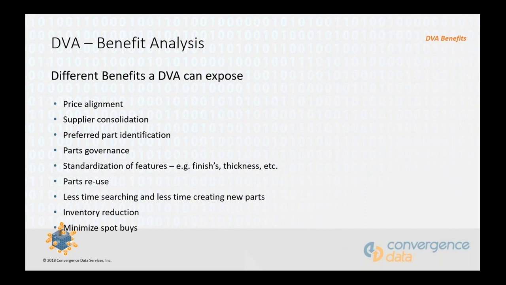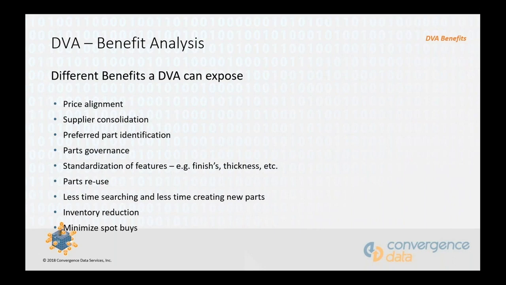So to summarize, there's a lot of different ways and different benefits that you can get from a DBA. You can expose price alignment opportunities, which I was just talking about, and supplier consolidation. You can help with preferred part identification. What are the parts that you want to make preferred, which have the most common configurations, and which ones should not be preferred, that have maybe the least common configurations, that you want to phase out? Those are the ones that may be driving the proliferation. And with this information, you can truly implement parts governance.